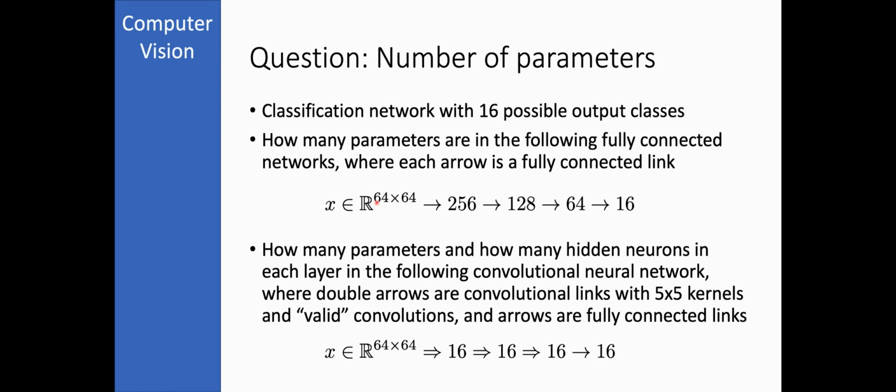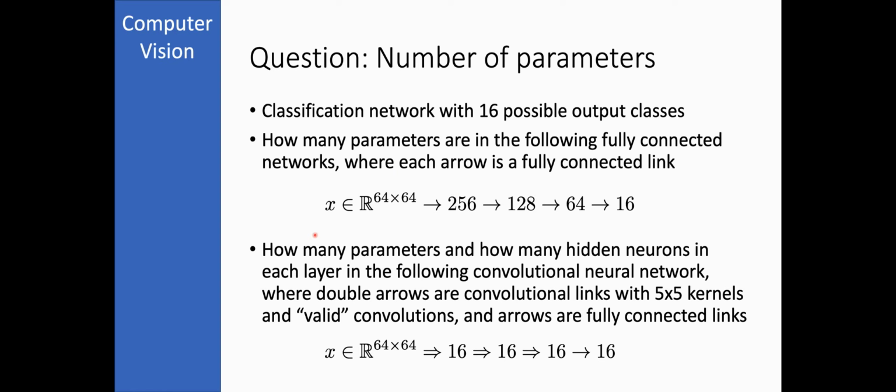So I basically have a 64 by 64 image, and I connect it to a first hidden layer of 256, then 128, and so on, until it goes to 16 channels. Now, each connection will have a weight matrix and a bias. So I will leave you to compute the number of parameters here.